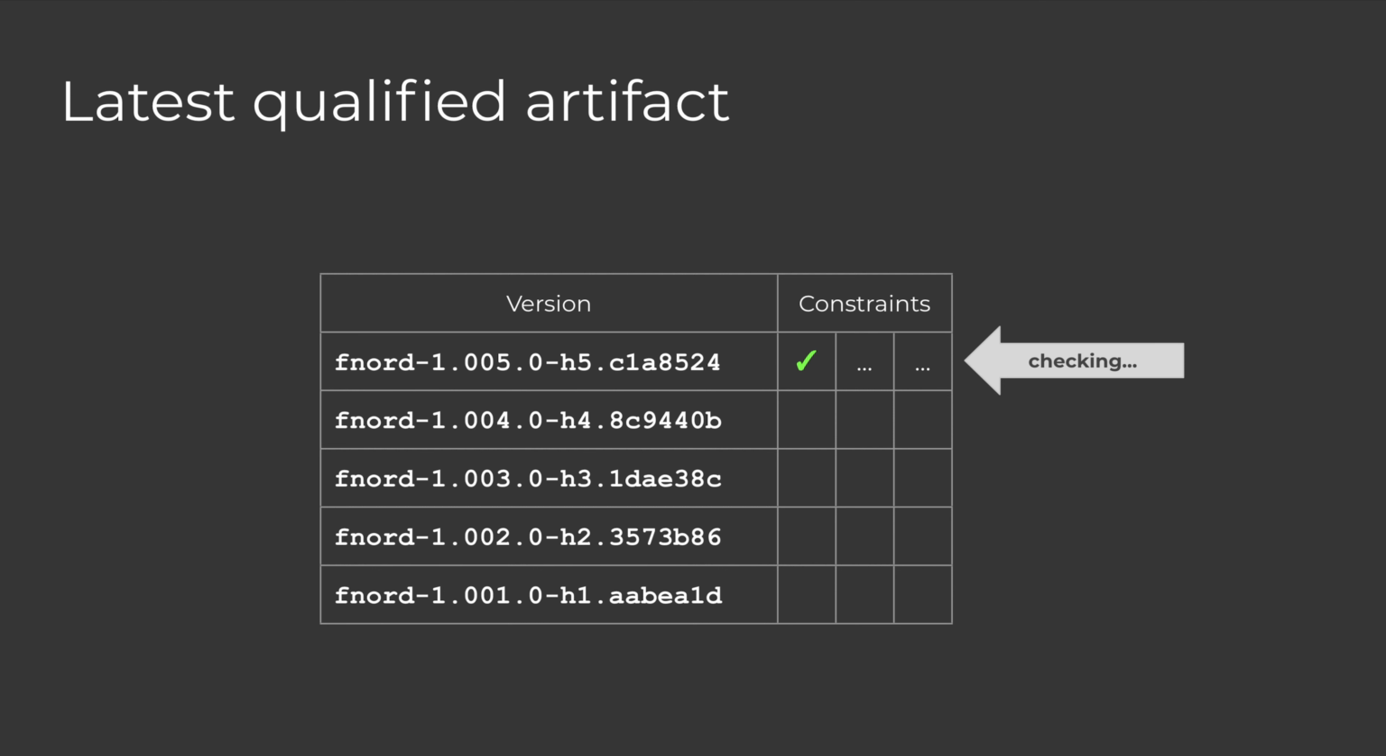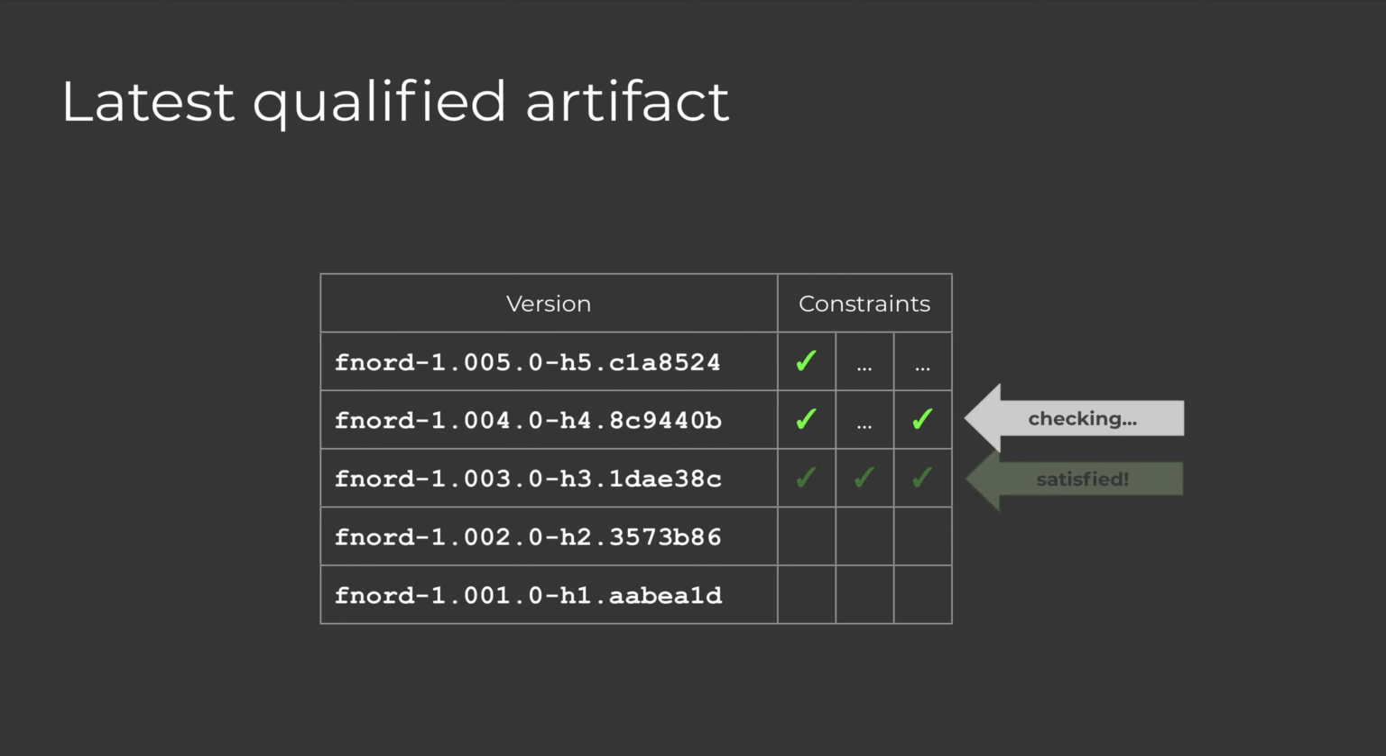So we can see that our most recent artifact, the latest version, doesn't meet the constraints. So we step back to the previous one. We can see here that that meets 2 of the constraints, but not all 3. That doesn't qualify to be deployed into our environment. We look back 1 more version that has met all the constraints, and it's the one we want. We don't need to look any further.